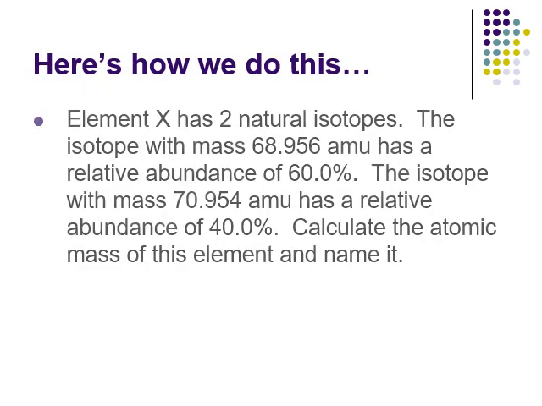So here's how you do it. I'm going to walk through with an example. So some unknown element, giving you a problem. This is very similar to what you're going to see on an opportunity. Two natural isotopes. One isotope has a mass of 69.956 AMU, relative abundance of 60%. The other isotope has a mass of 70.954 AMU, and has an abundance of 40%. Find the atomic mass of the element and name it.